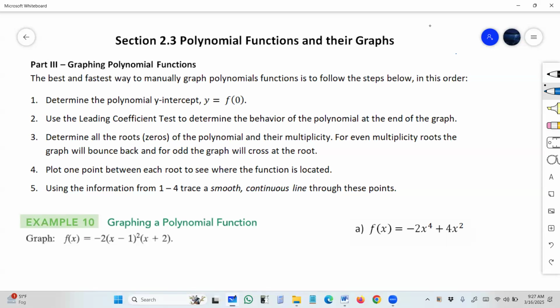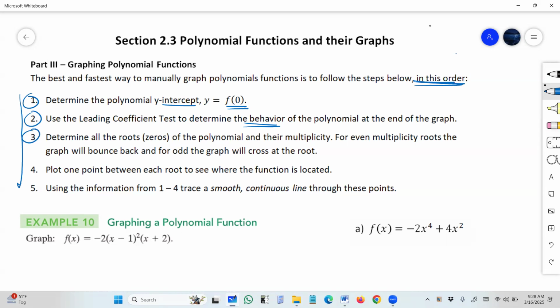We can do it in this order. You can change the order a little bit if you want to, but I think this is the easiest way for you, where we first find the y-intercept by finding f of 0. Then we're going to use the leading coefficient to determine the end behavior of the polynomial as x goes to either positive or negative infinity.